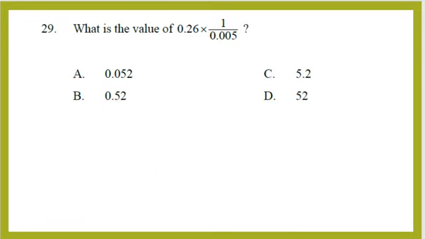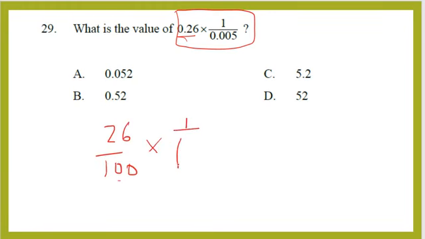Okay. We have question number 29 here. Question number 29, it says, what is the value of this product? First of all, 0.26 means 26 over 100. Because after the point, there are 2 digits, I can write denominator 2 zeros. Multiply with 1 over 0.005 means 5 over 1000. I can write it 5 over 1000.